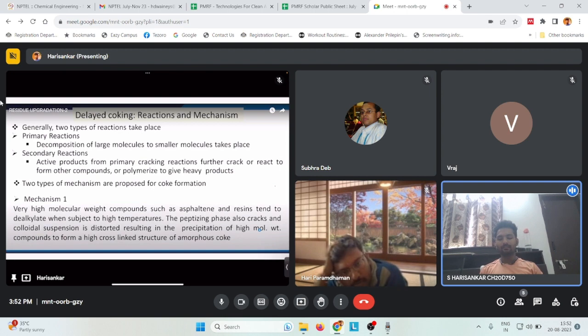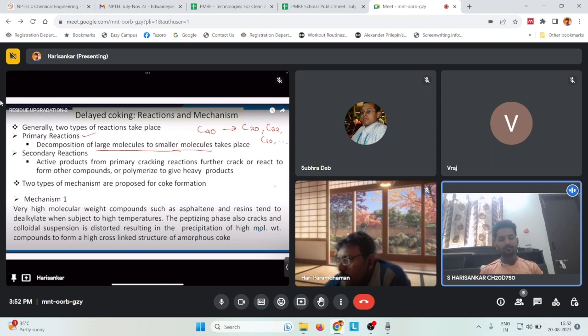For delayed coking, you also have a variety of reaction mechanisms. The first one is the primary reactions, which are basically decomposition into smaller molecules. For example, if we had a C40 carbon-based compound, it can get cracked into C20 and so on. That is the primary reaction.